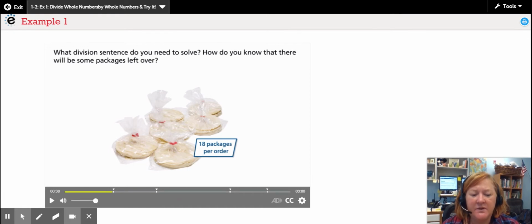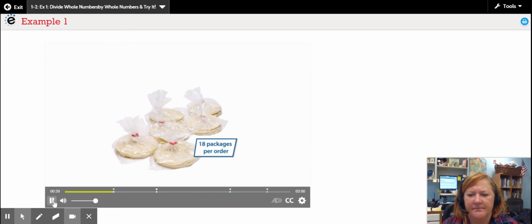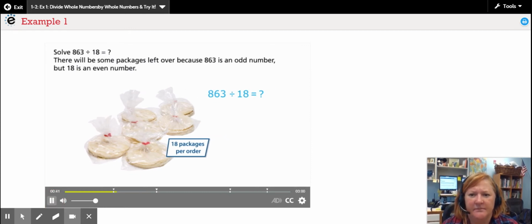So in your notes, you can write down a division sentence. And how do we know that there's going to be some tortillas left over? Let's see. Solve 863 divided by 18 equals. There will be some packages left over because 863 is an odd number, but 18 is an even number.